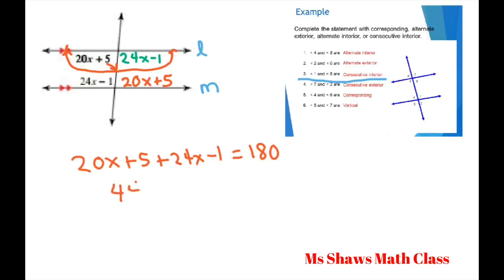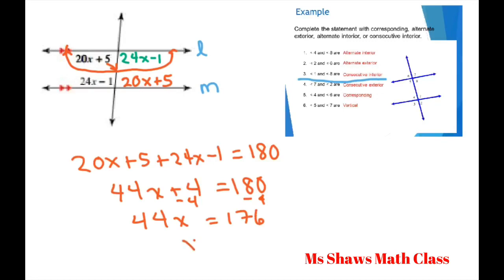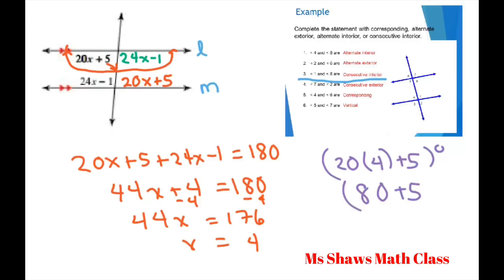So we have 44x plus 4 equals 180. Subtract 4 from both sides. That equals 176. Divide both sides by 44, and 176 divided by 44 gives you 4. So x is 4. Since x is 4, let's figure this out. We have 20 times 4 plus 5 degrees. That's going to equal 80 plus 5 degrees, which is 85 degrees.